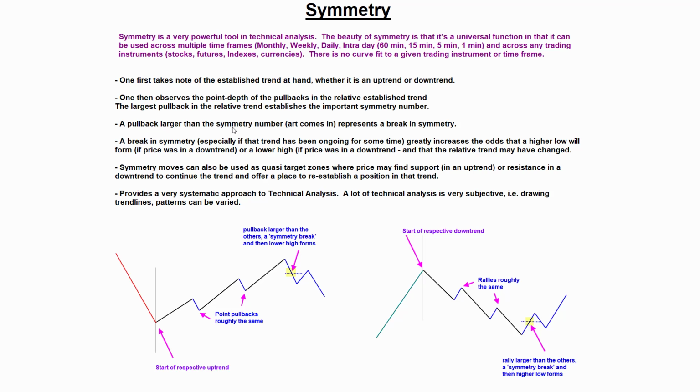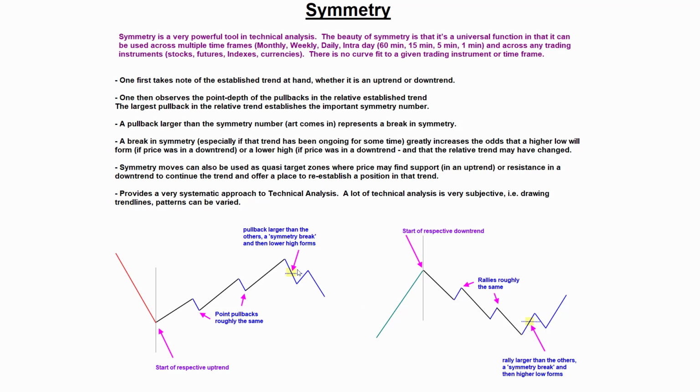A pullback larger than the symmetry number represents a break in symmetry. So here you can see this pullback is larger than these. That represents your break in symmetry. That greatly increases your odds that this trend is done and you'll form a lower high. Same here. You're downtrending, you get your rally attempts, lower highs. You then get a rally larger than these. That's a break in symmetry.